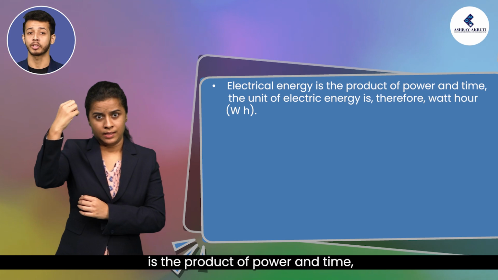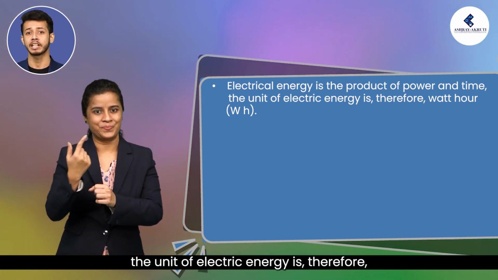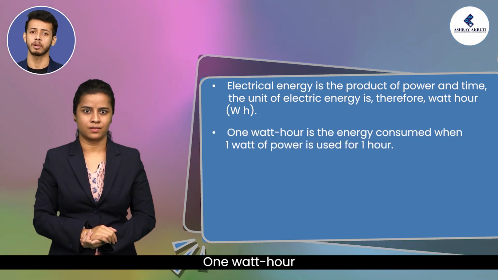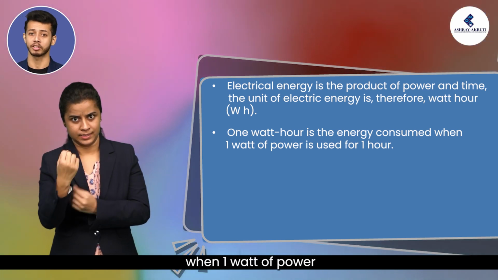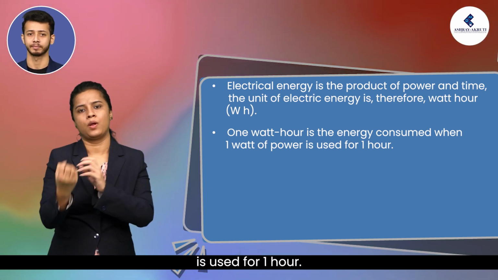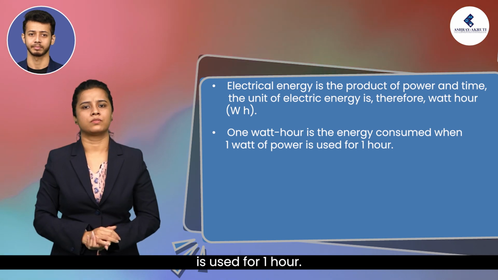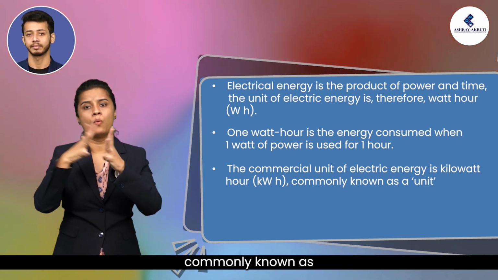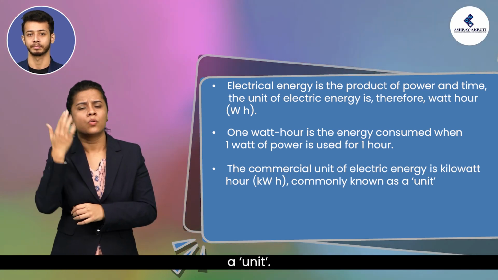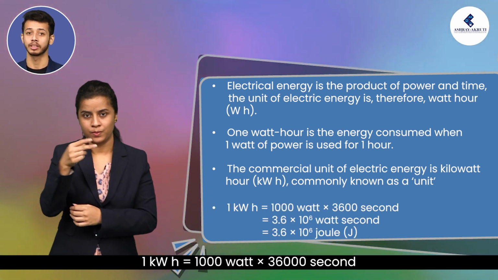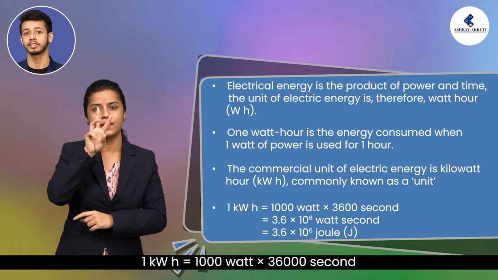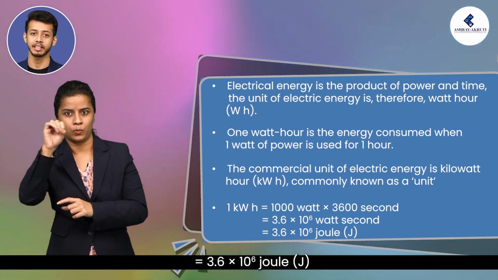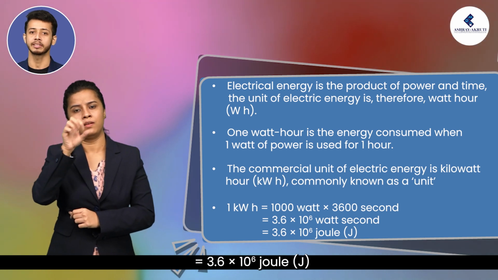Electrical energy is the product of power and time. The unit of electric energy is, therefore, watt-hour. 1 watt-hour is the energy consumed when 1 watt of power is used for 1 hour. The commercial unit of electric energy is kilowatt hour, commonly known as a unit. 1 kilowatt hour equals 1000 watt into 3600 second equals 3.6 into 10 to the power of 6 watt second equals 3.6 into 10 to the power 6 joule.